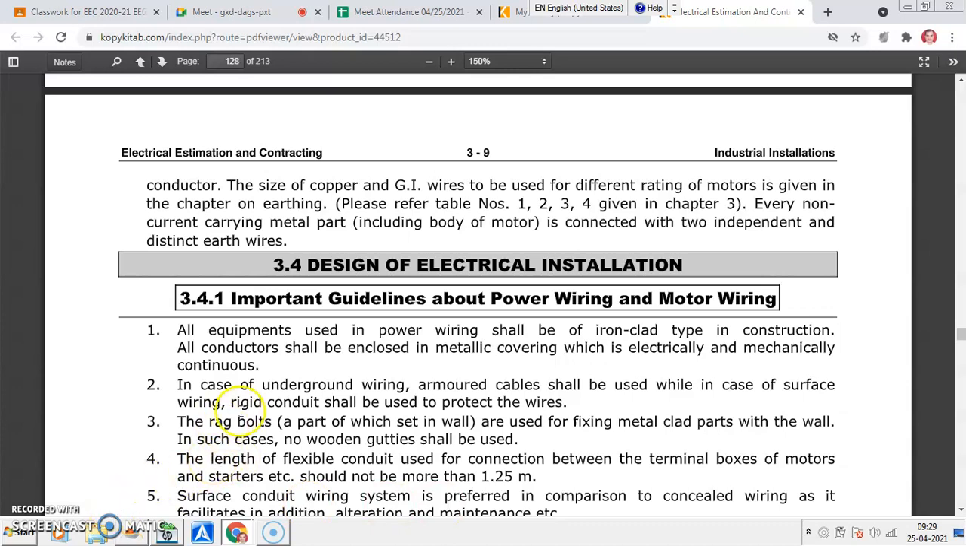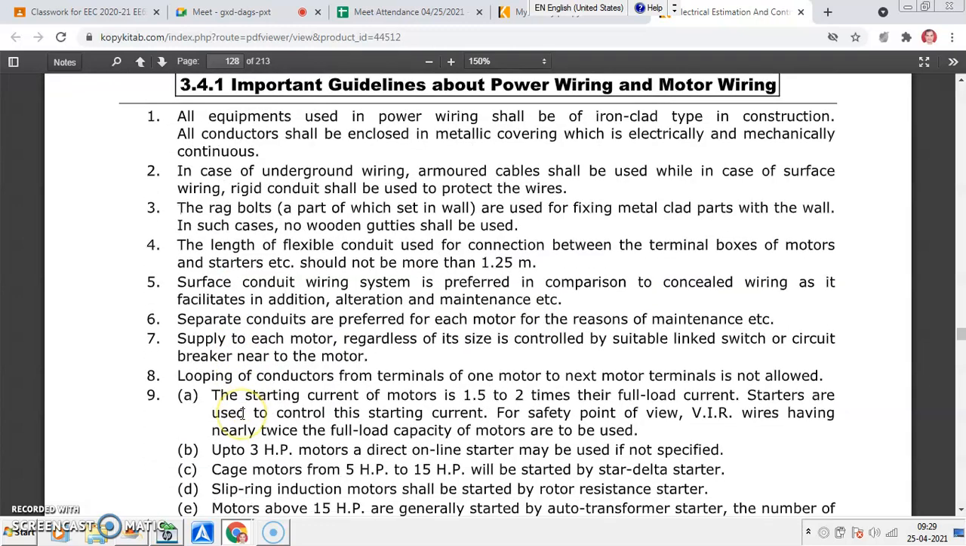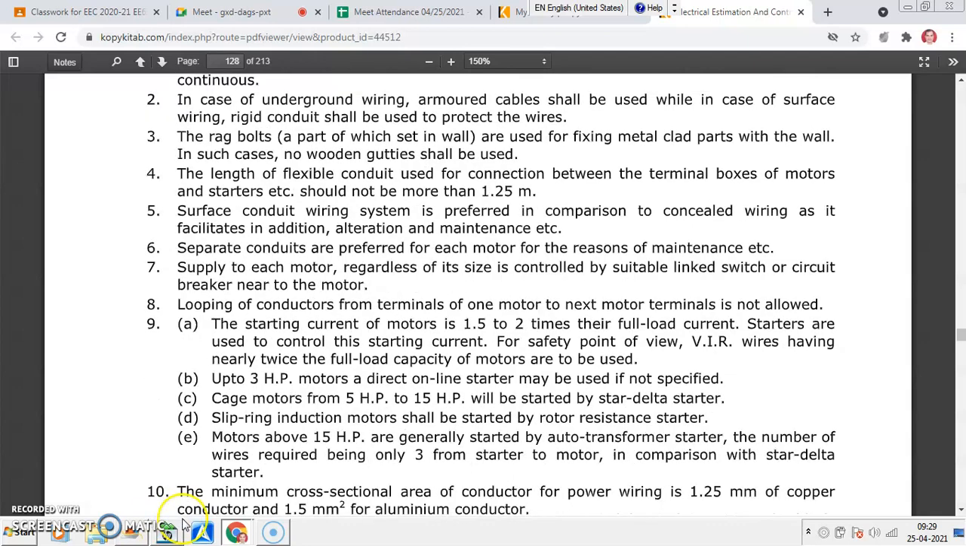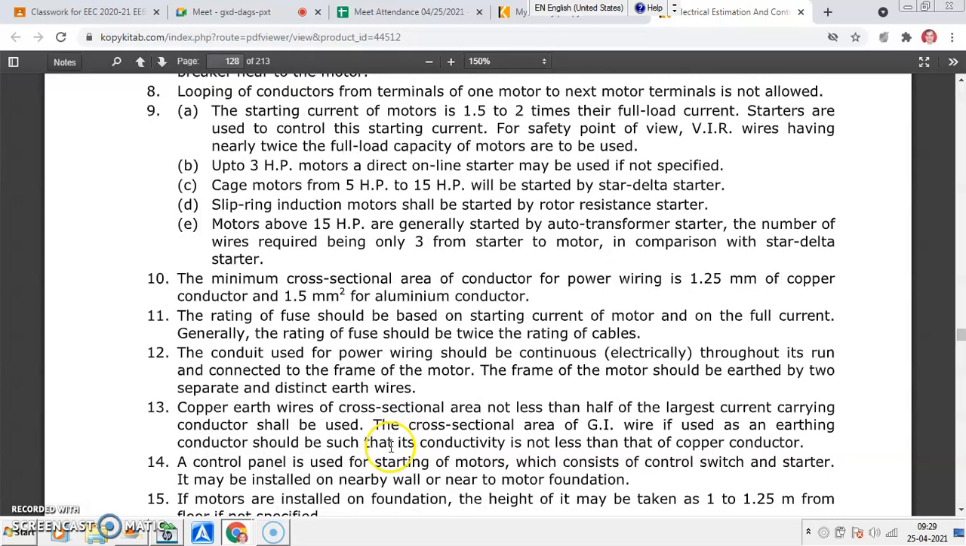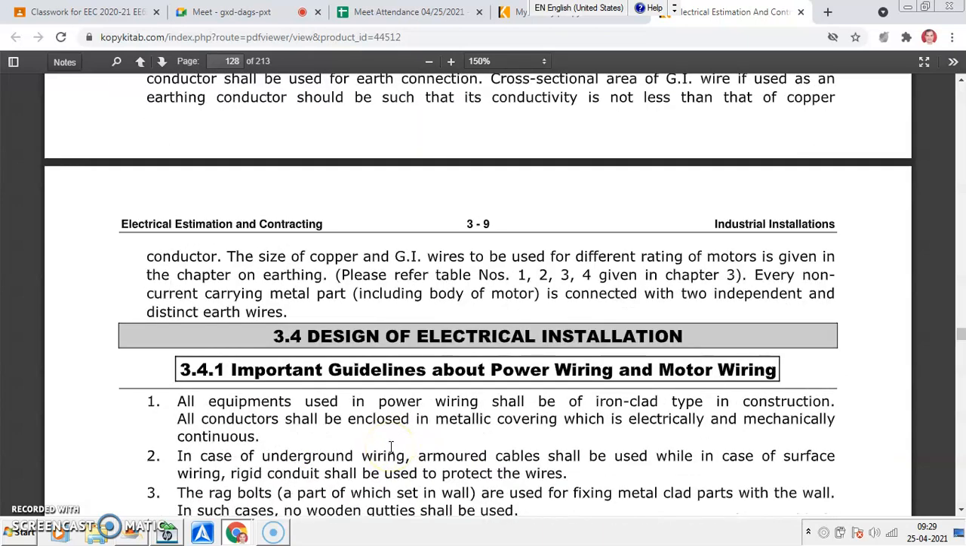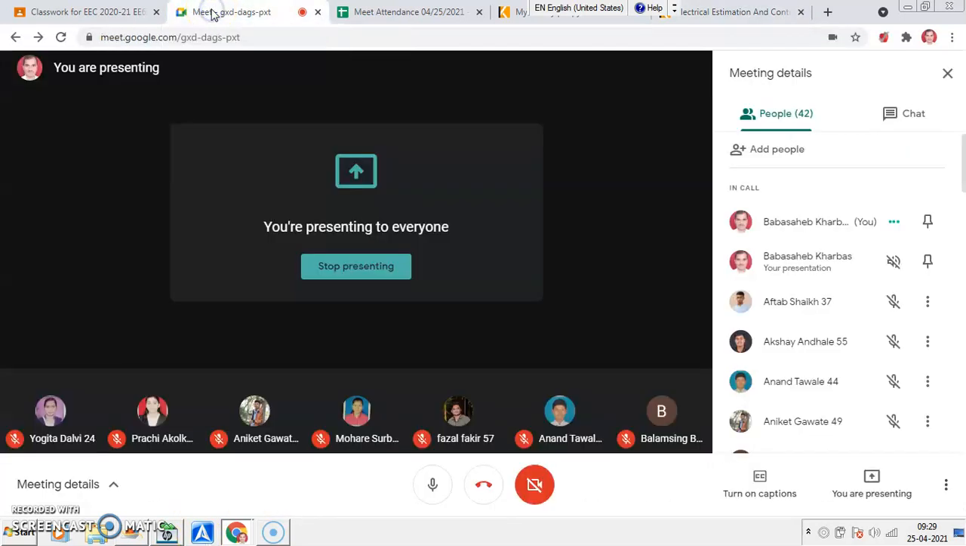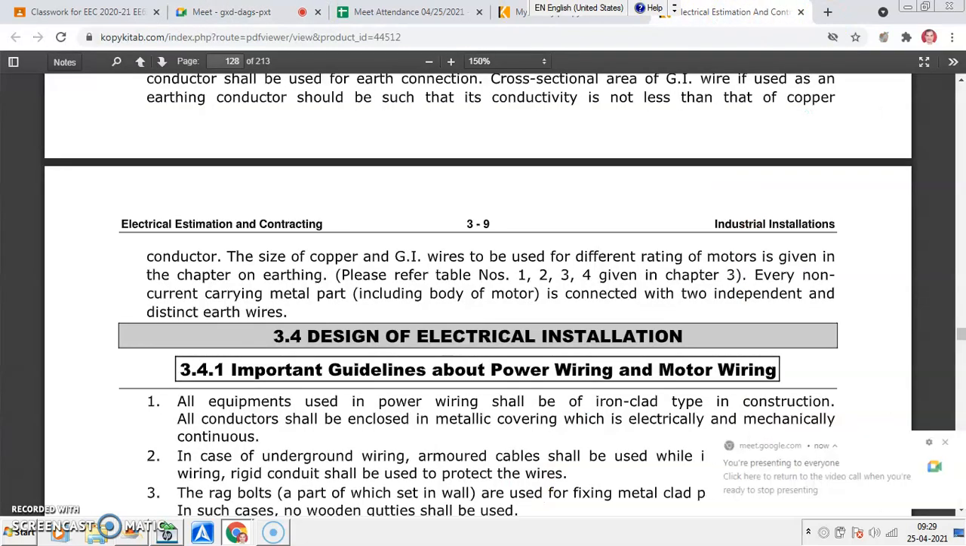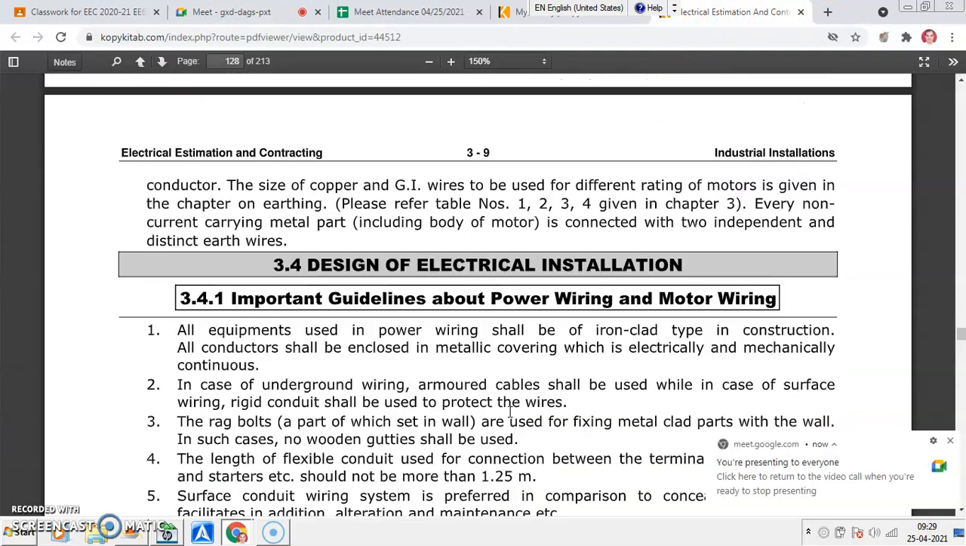Then important guidelines regarding the wiring, motor wiring or power wiring, light and fan circuits. So this is what we have discussed earlier. Now we have to go for the next point. Any doubt regarding this? Okay, very good. No one is interested to speak, so it is good for me.